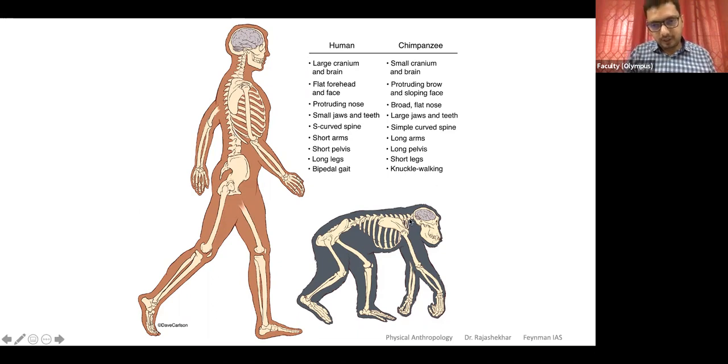A simple curved spine. Look at how the spine is designed. Our spine is designed to balance the weight on two feet. That is why there are many, many points which can take the weight onto them, like shock absorbers. Our spinal cord is designed like a shock absorber, so it absorbs the weight onto it. So it has introduced several curvatures to it. So overall it shows an S-shaped curve, whereas a simple curved spine you see in apes like chimpanzees.